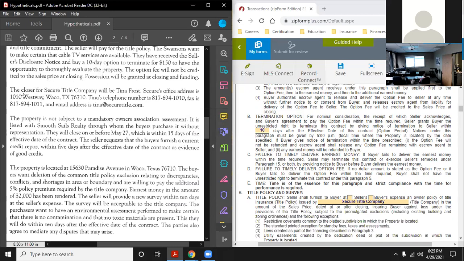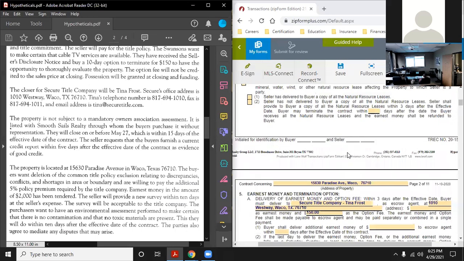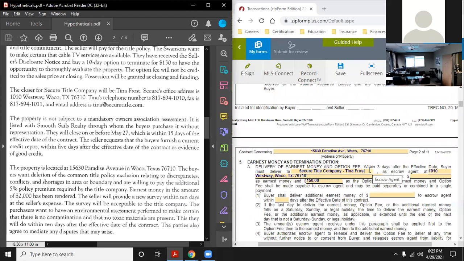I noticed this too in these. They give you Tina Frost's phone number and everything and email address for the title company. There's nowhere to put that in on these contracts. There never has been. I'm assuming those are just there to trick you, because there's nowhere to fill out. You wouldn't type in here Tina Frost and then her phone number and stuff. There's no other place you put her information in.